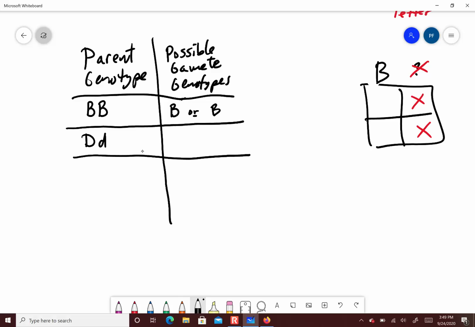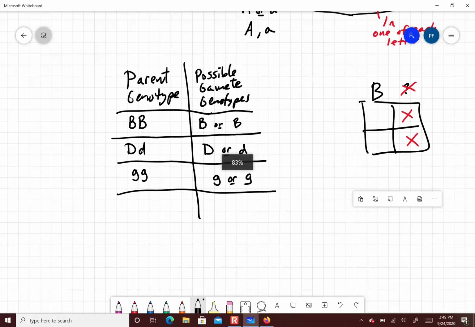Big D, little d: big D or little d. So you get the idea here. Little g, little g: little g or little g. That's the easiest way of thinking about how do I know what kind of genotypes the gametes can have. It's all because of meiosis and splitting up chromosomes and all that stuff, but just trust me, this is how we really want to do this. It'll make it easier.